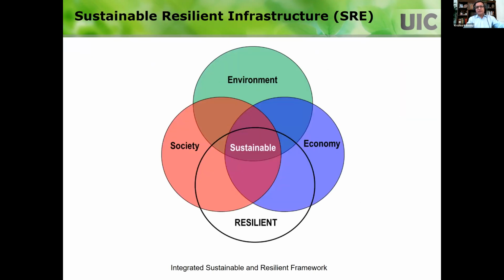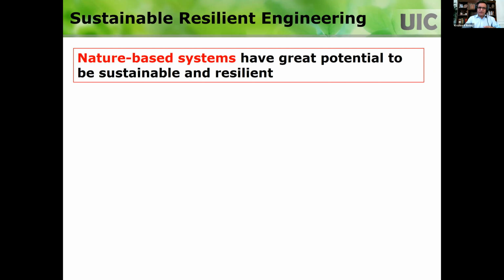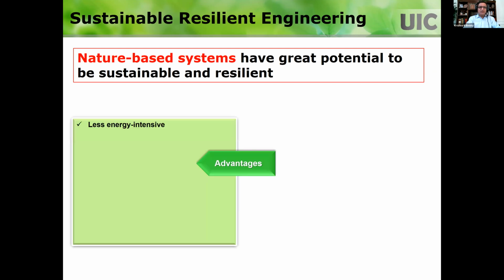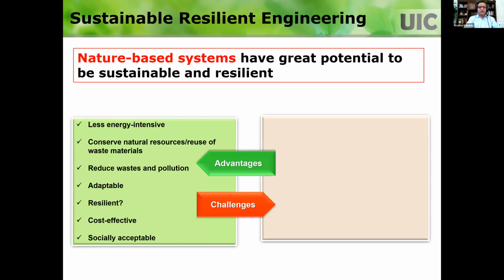And as I mentioned, now in addition to sustainability, we should be looking at resiliency also. So going forward, we should be looking at both sustainability and resiliency, and we should be optimizing the designs based on these considerations. A lot of people are now going towards nature-based solutions because they have potential to be sustainable and resilient. There are a lot of advantages: less energy, you conserve natural resources, reduce the waste, adaptable, resilient, cost-effective, and these are generally socially acceptable. On the other hand, you need a multidisciplinary background, you don't have standard methods, you don't have standard tools, and we don't have a lot of experience dealing with these kinds of solutions.